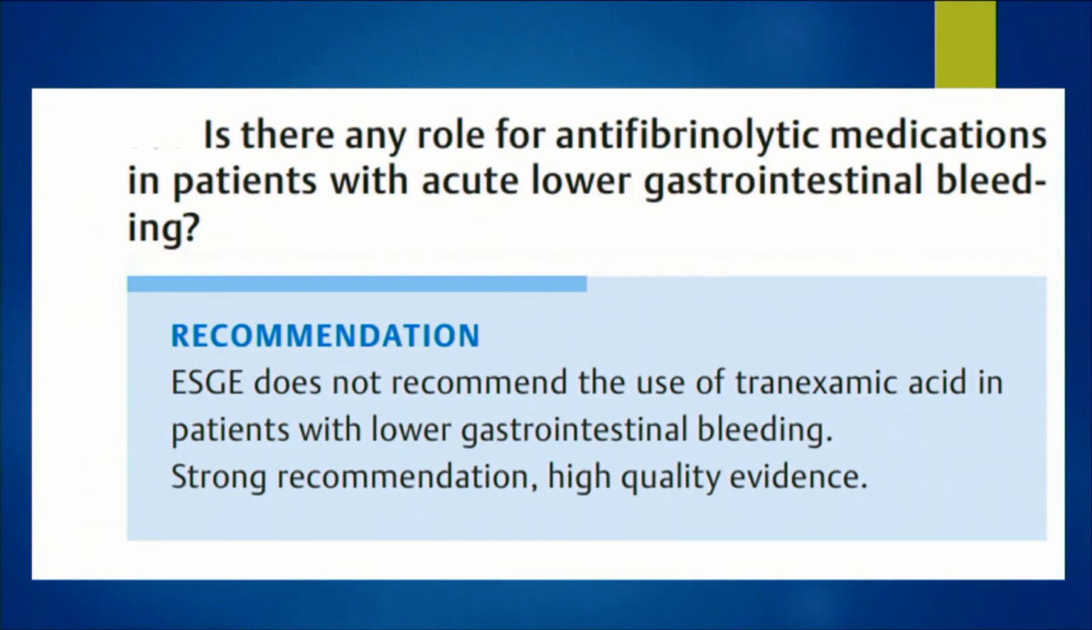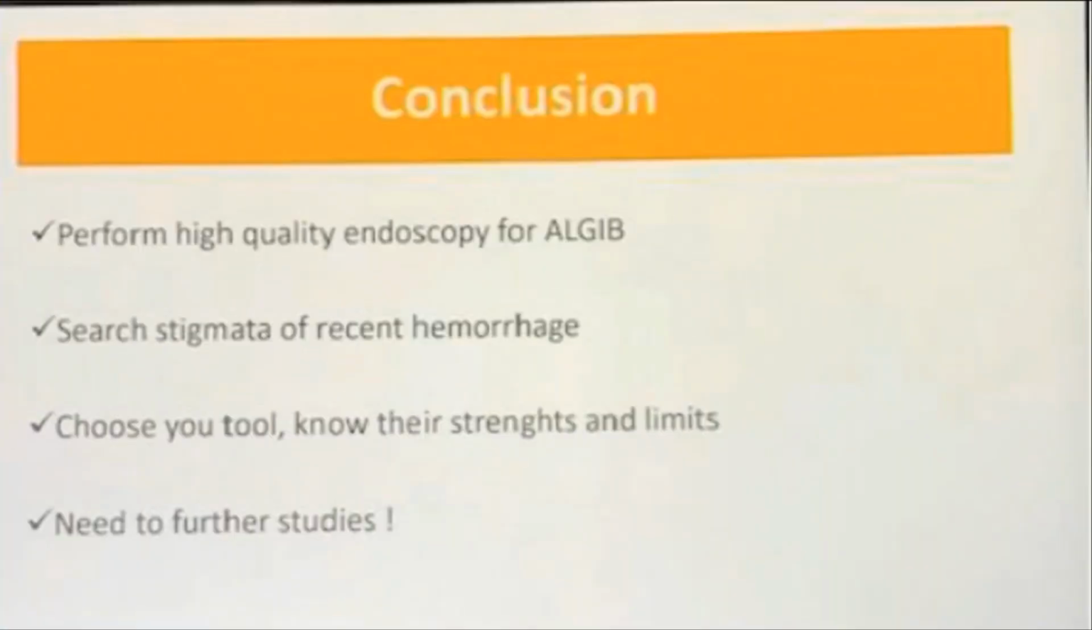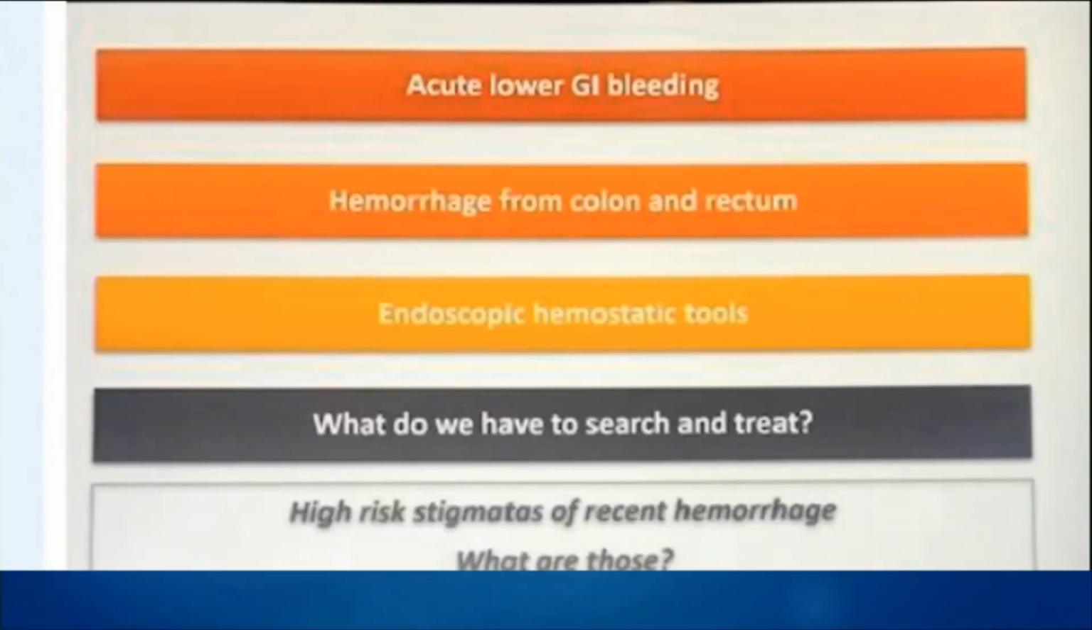Always, we are asked about the use of tranexamic acid in GI bleeding. That actually has absolutely no role. It is mostly surgeons or ICUs who use it. As there has been a long time of evidence-based medicine in gastroenterology, there is absolutely no role for tranexamic acid in the management of GI bleeding. So to conclude: perform high quality endoscopy for acute lower GI bleeding, search for stigmata of recent hemorrhage, choose your tool, know their strengths and limits, and further studies are needed.